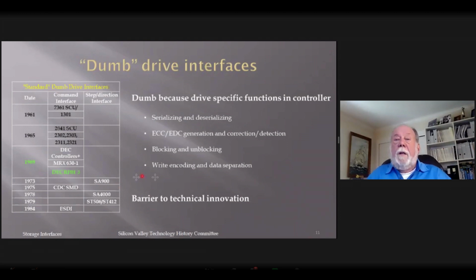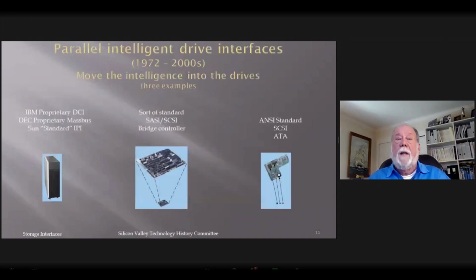This was a barrier to technical innovation. In my experience, it could delay the innovation of a new high density or higher areal density by 2 years or so, because it was really hard to do. Now, CDC did move the data separation from the controller to the drive in its SMD interface, but they still had a 2-year hiatus from the time they shipped the product until the time they saw significant volumes.